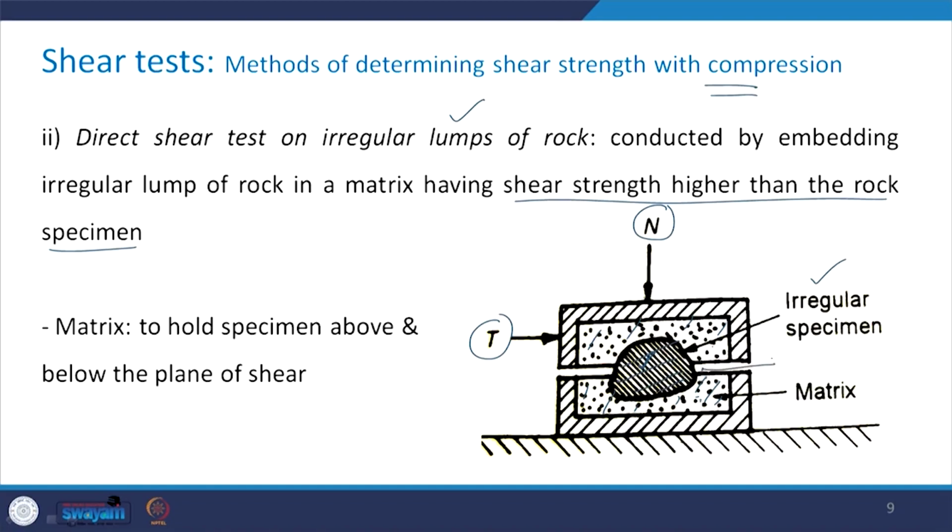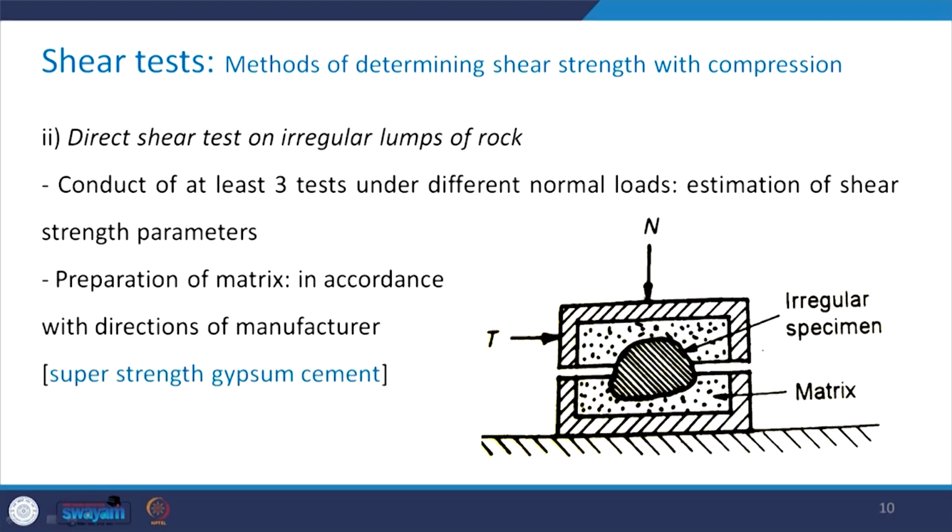You see, this is the plane of the shear, and it should have the shear strength higher than that of the rock specimen. We need to conduct at least 3 tests under different normal loads. It is exactly as you conduct direct shear test in case of the soils, and then we estimate the shear strength parameters. How to prepare this matrix?